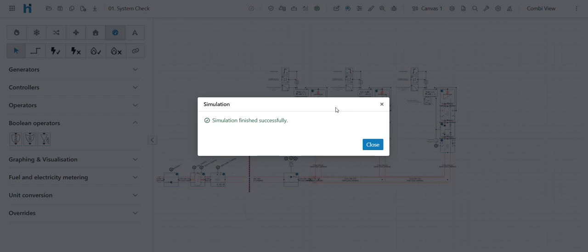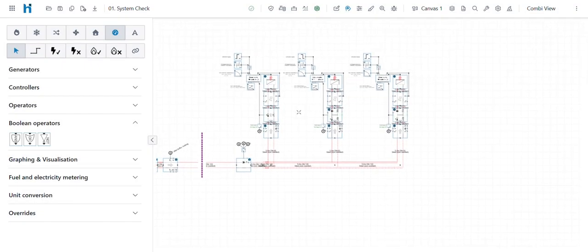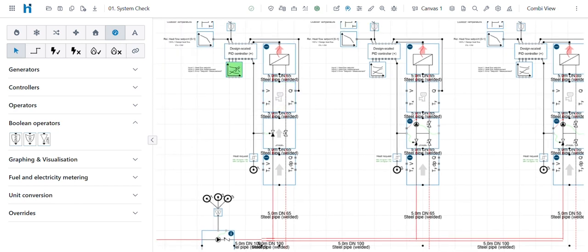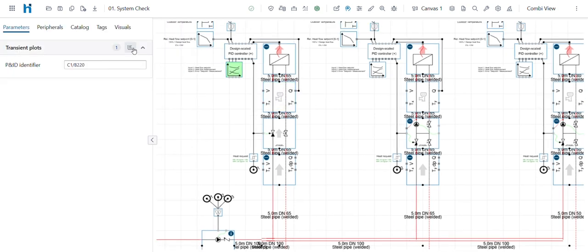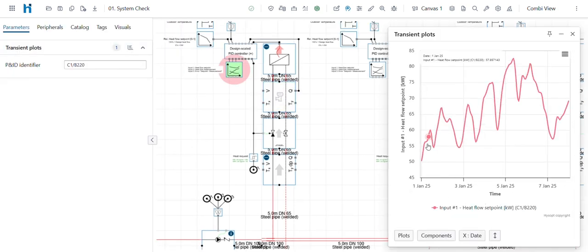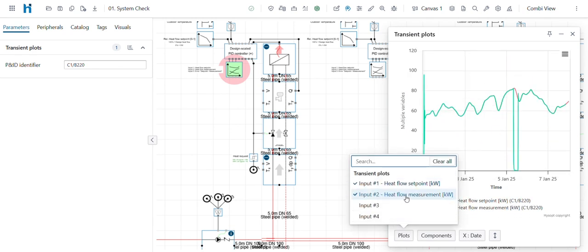Now that the model is simulated, we can have a look at the results to check that everything is working as it should. On this graph, we can see this is the set point of the heat emitter, and this is the heat that is emitted. So we can see here the heat is not being met. The heating demand is not being met.